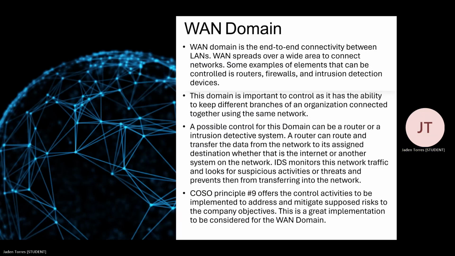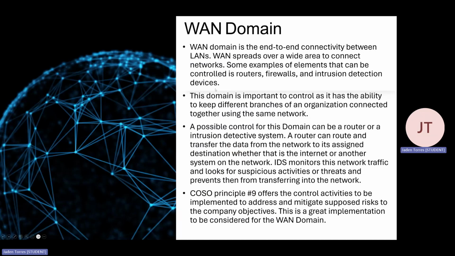A COSO principle that I found to be in line with the WAN domain is principle number 9. Principle number 9 falls under the risk assessment COSO pillar, and this principle states that the organization anticipates and assesses any changes that may affect internal controls. I believe this principle works well with this domain because it offers the control activities to be implemented to address and mitigate supposed risk to the company's objectives.